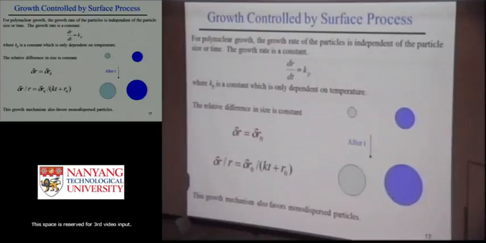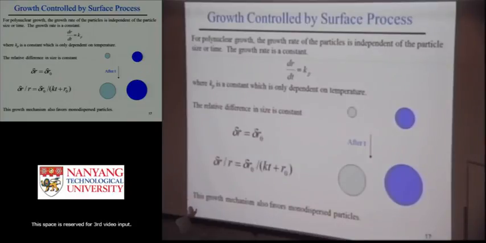I give you an example. I have 2 nuclei. Initially, one is 10 nanometer, the other is 20 nanometer. Size difference, 10 nanometer. Now, after growth time of t, they grow bigger. One becomes 90 nanometer, the other becomes 100 nanometer. Size difference stays at 10 nanometer. What do you consider? Are they more uniform, less uniform, or the same?